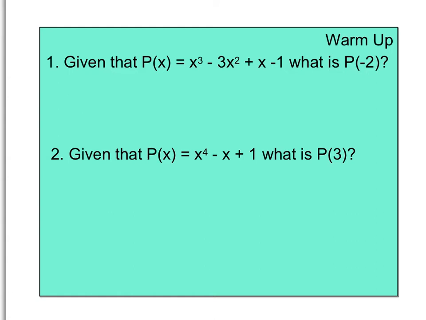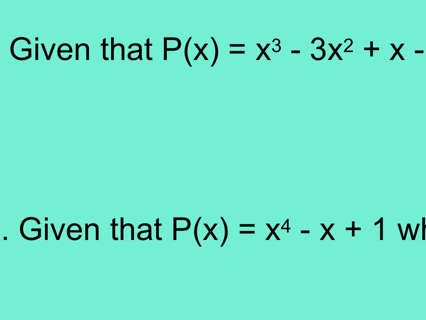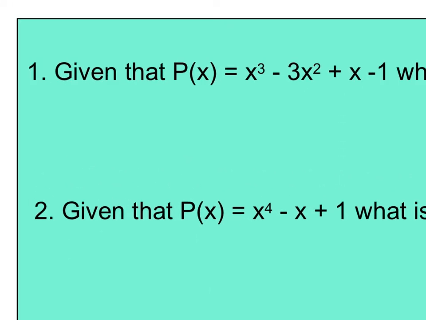You should have both problems done for the warm-up and be checking them with your grading utensil. So we're finding the p-value. This is one where we still use synthetic division, but we're not going to make it the opposite because we know what p is. In the first one, we have p of -2. So -2 should have gone in the upper left-hand corner.